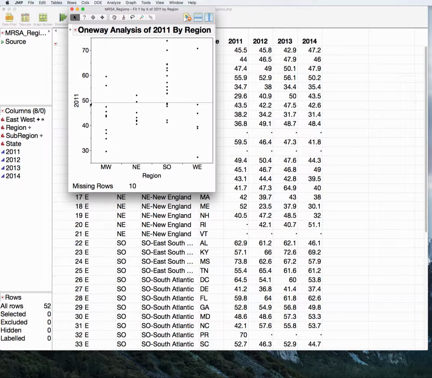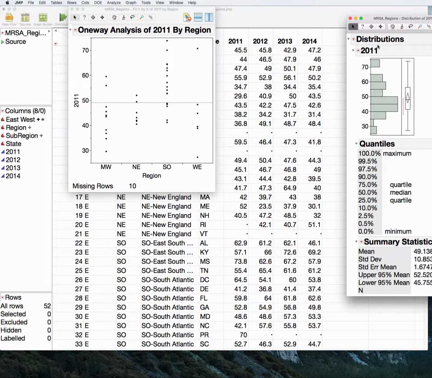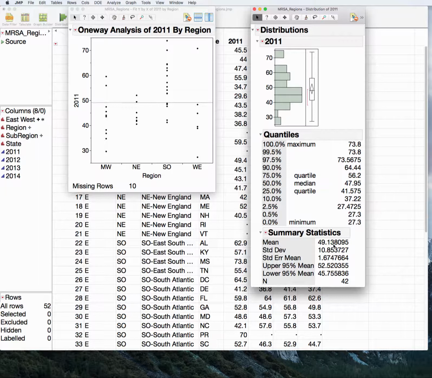The overall mean for the 2011 percent resistant is this gray line. You can see that by doing a distribution on 2011, and the mean for that is 49.13, which is just below 50 here. So recall that our null hypothesis is that the best estimator for percentage of antibiotic resistant infections is the mean of 2011.